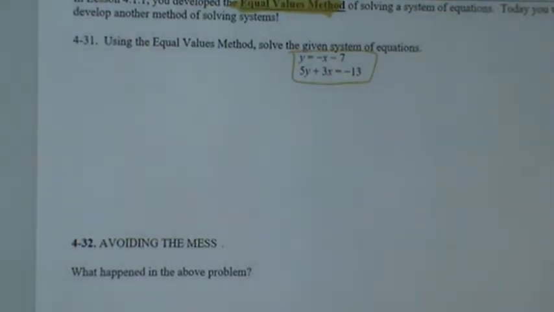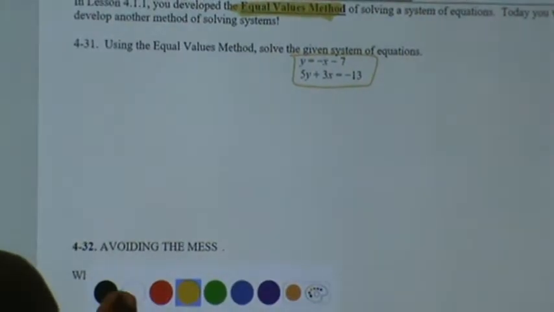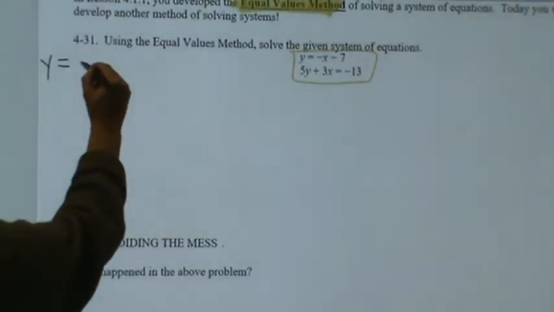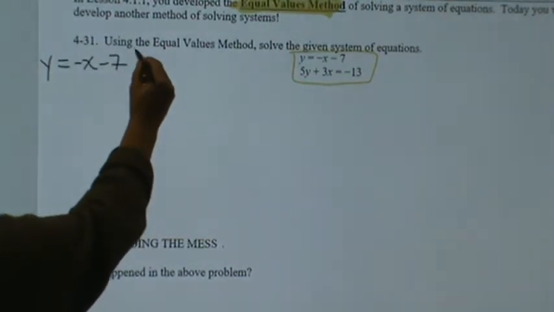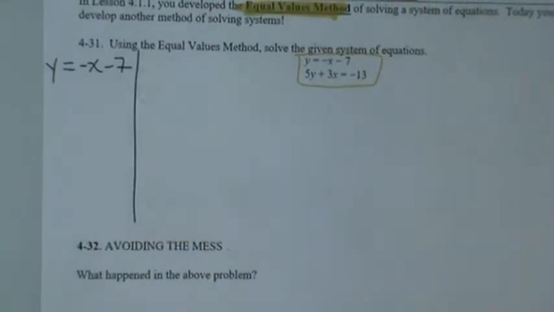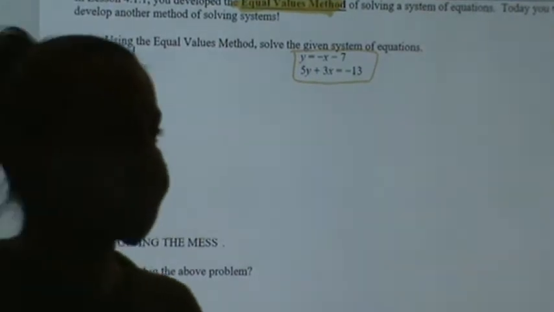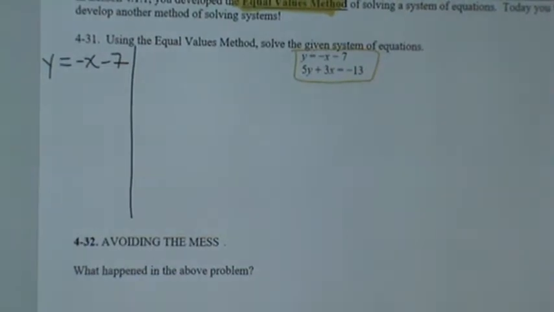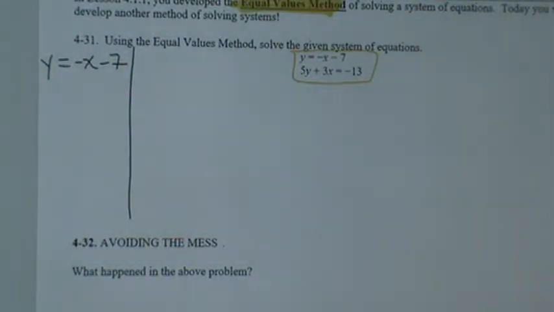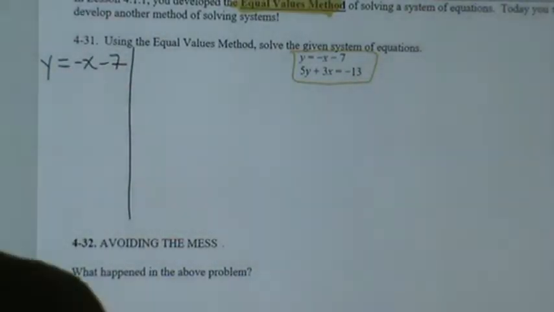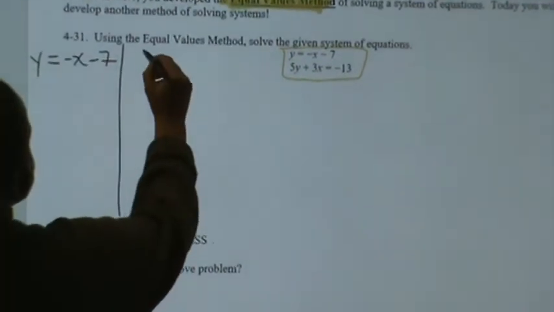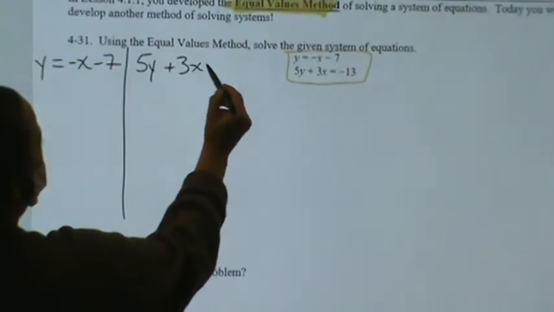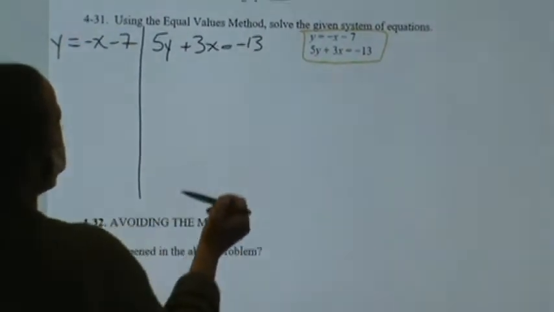There's a problem. On this side, you're going to see me write a whole bunch because it's going to take a lot of space, so give yourself some space. That equation is in y equals mx plus b form, but is the second equation in y equals mx plus b form? No, it's not. That's a problem because when you use equal value, both equations have to be in y equals mx plus b form. So that's 5y plus 3x equals negative 13.